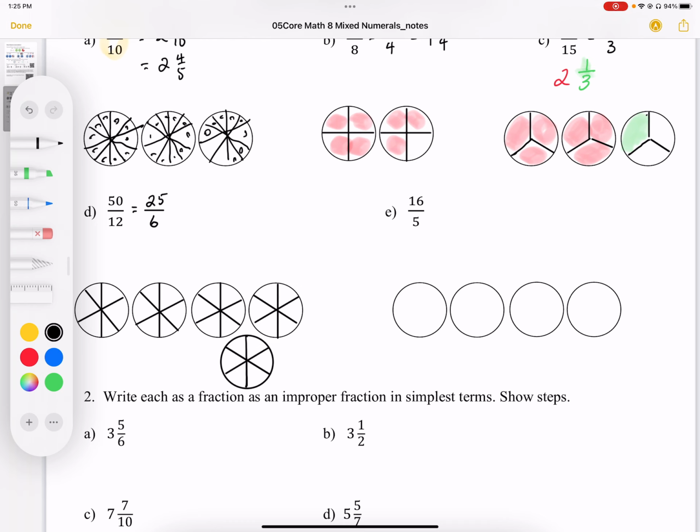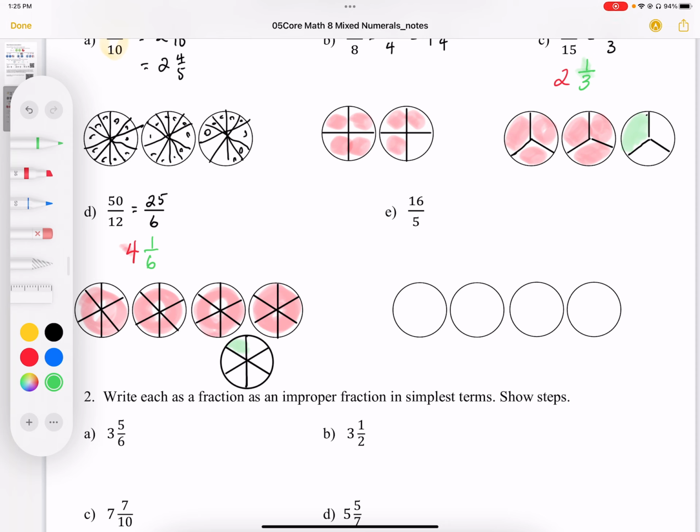Okay, so then I'm going to show the whole pieces. So there's going to be 6, 12, 18, 24, and then I have the 1 piece left over to make my 25. So this is going to be equal to 4 whole pieces plus 1 1/6 piece. So 4 and 1/6.